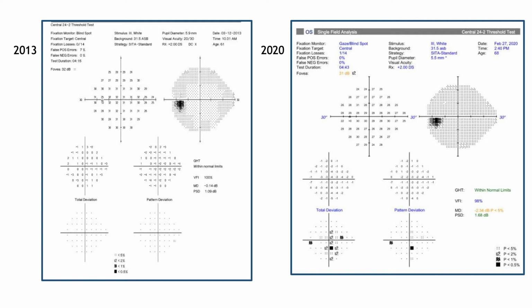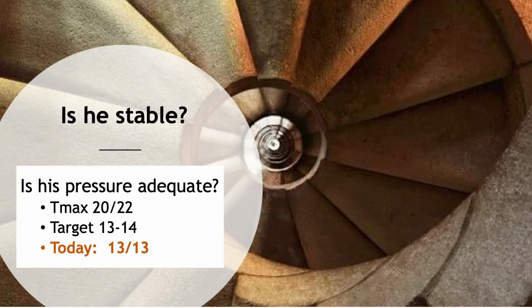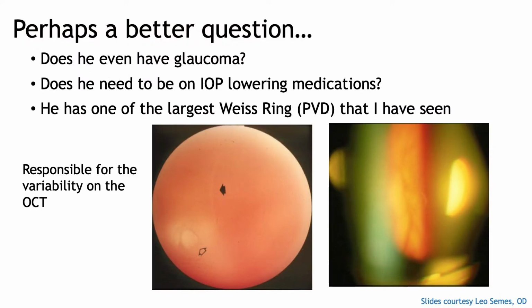You look at the visual field index scores, certainly pretty good: 100% on that 2013, 98, not quite 100%, but still pretty close. And so it goes back to that original question, right? Is he stable? Is his pressure adequate? Has he gotten worse? Remember, we started at a Tmax of 20 and 22, and our target was around 13, 14, and he's certainly within that range. But when you look at the totality of all that information, and the variability on the scans, I think maybe the bigger question is, does he even have glaucoma?